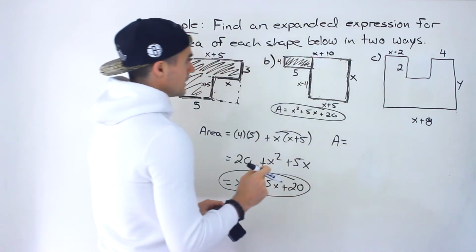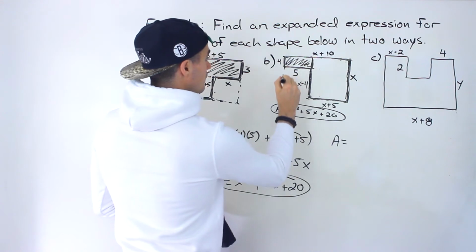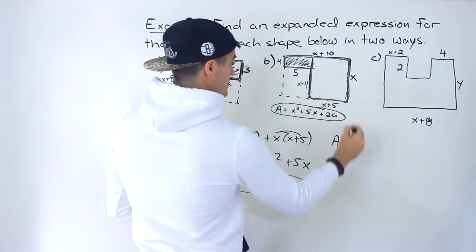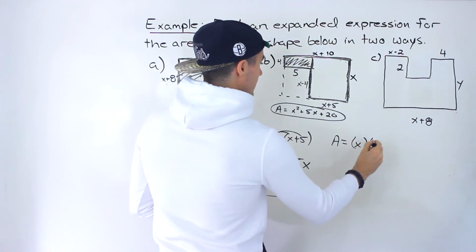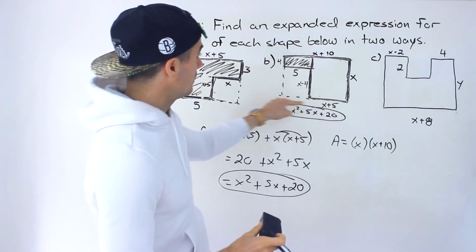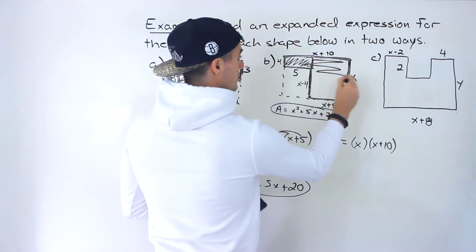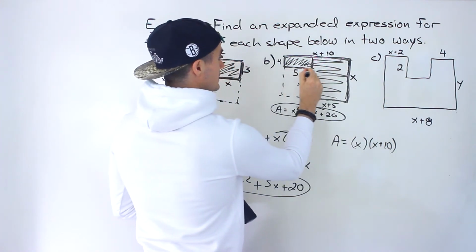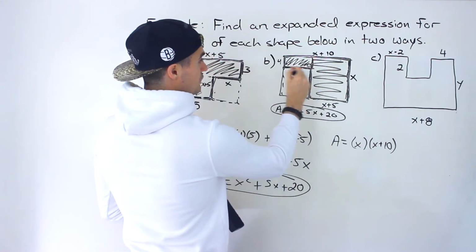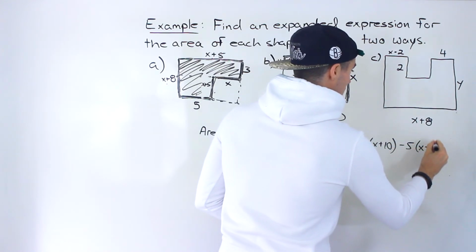The third way is to get the total area, right, which is going to be what? It's going to be x plus 10 times x. So x times x plus 10. That's going to give us the total area of the big rectangle. And because we're just finding this shaded area, we could subtract this empty area over here. And the empty area is going to be 5 times x minus 4. So we're going to be subtracting 5 times x minus 4.